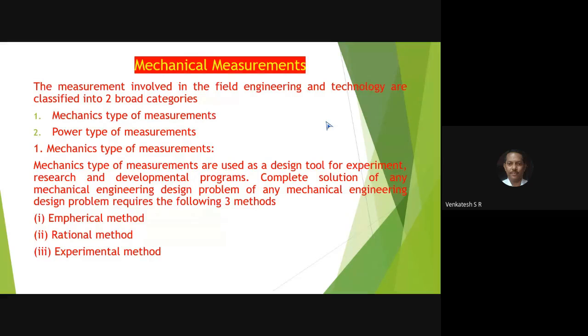That is, the beam is there. On the left side of the beam there will be a pan, and on the right side of the beam there will be one more pan. The beam oscillates up and down, and the beam is brought to read null balance. That is the mechanism. This mechanics type of measurement is again classified into three: empirical method, rational method, and experimental method.